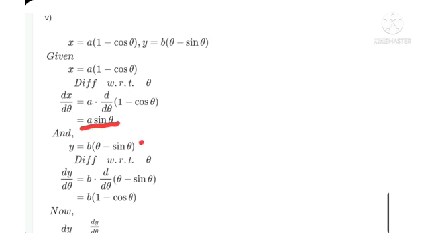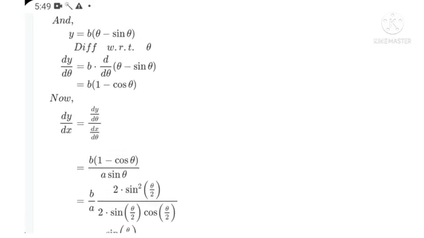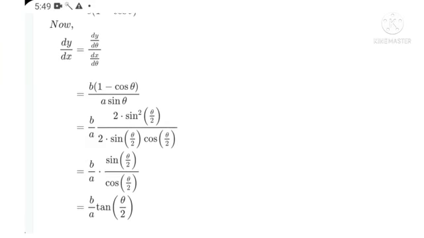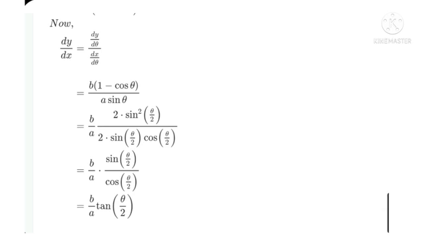Also write y is equal to b into bracket theta minus sin theta. Differentiate with respect to theta. We get dy by d theta is equal to b into d by d theta of theta minus sin theta. Derivative of theta is 1 and derivative of sin theta is cos theta. Now we find dy by dx. So you write dy by dx is equal to dy by d theta upon dx by d theta.